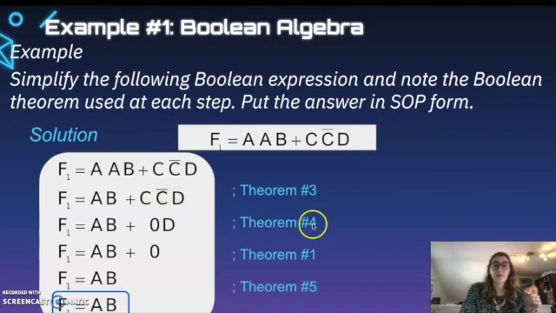We then applied Theorem 4. Once we applied Theorem 4, basically C and C naught canceled each other out. So then we have A, B, or 0, D. Then we applied Theorem number 1, which got us A, B, or 0. And then we had just A or A, and then we just have A and B because 0 is 0. So our final expression for this theorem is F1 is equal to AB.